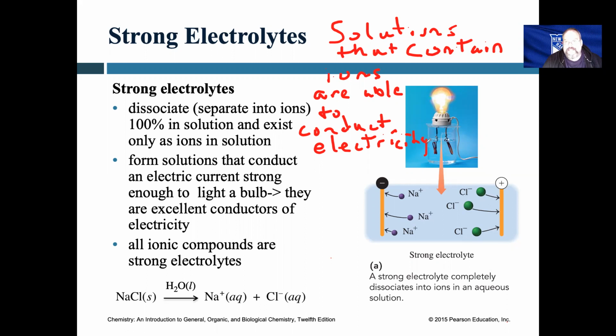So in essence, we take a look at different solutes and their ability to produce ions in solution, either a great multitude, a little, or none at all. And essentially that gives us three different types of electrolytes. The first type of electrolyte that we come across are what are known as strong electrolytes. What defines a strong electrolyte is that strong electrolytes dissociate 100% in solution and exist only as ions in solution.